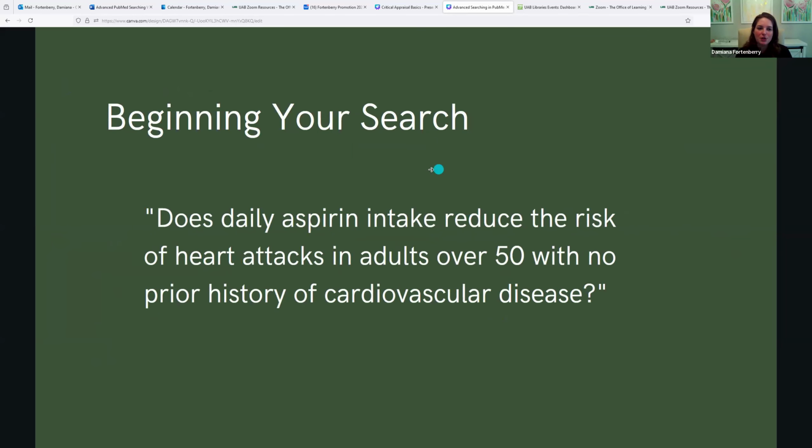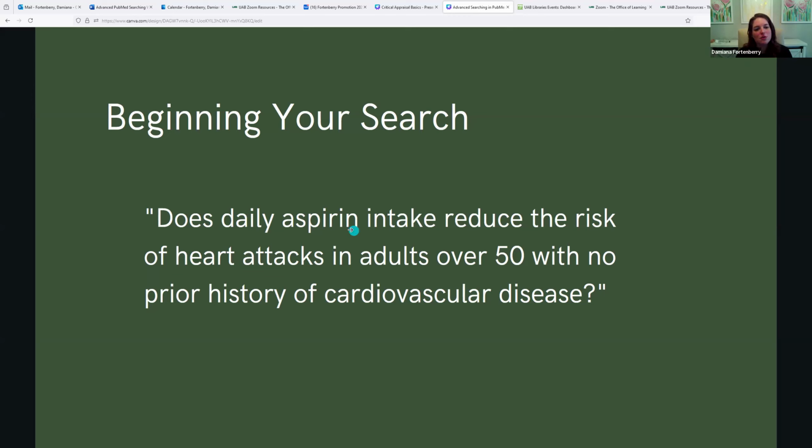Okay, so for this particular demonstration, I have this question. Does daily aspirin intake reduce the risk of heart attacks in adults over 50 with no prior history of any cardiovascular disease? So that's a pretty great question, but we want to put that in the PICO format just to make sure that we're covering the really important aspects of it.